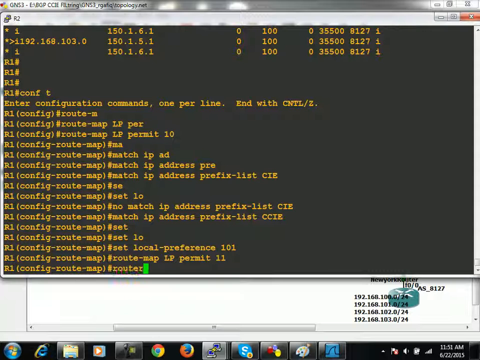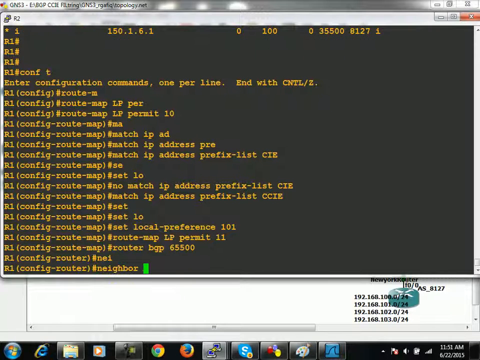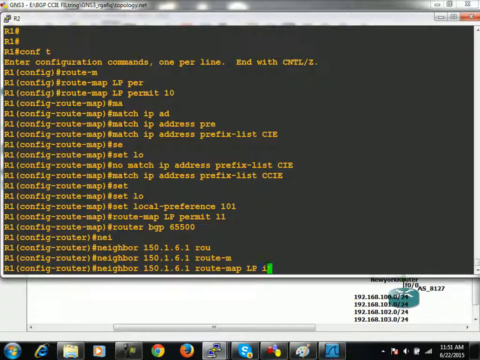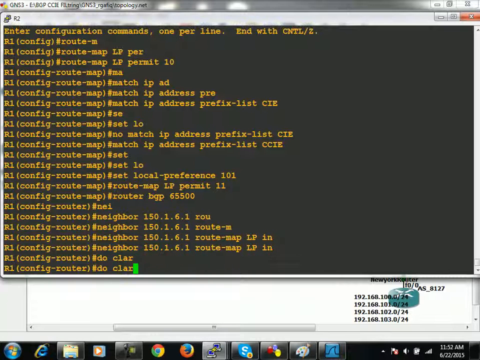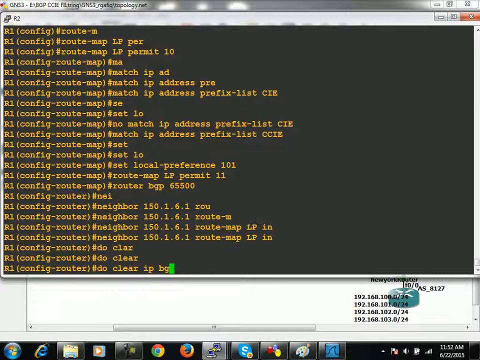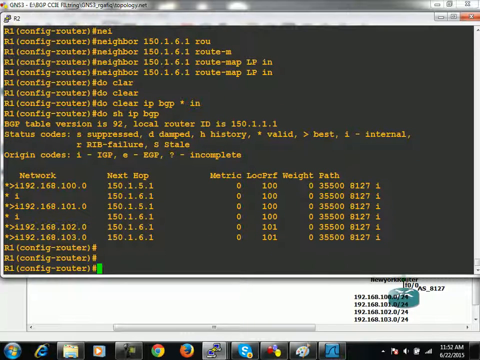And then where will you apply it? For which neighbor will you apply it here? For R6 or for R5? Via R5 it already has the best path. So you are required to make its best path via R6. So you have to apply it for R6 only. So what is the route map name? In which direction? For the last 2 prefixes now.